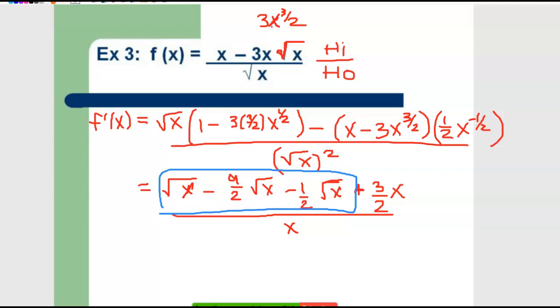So we have square root minus 9/2 minus 1/2. So a negative 9/2 and negative 1/2 gives negative 10/2, which is really just negative 5. Sorry, that one should just be an x. Okay. So 1 minus 1/2 gives 1/2. 9/2 and 3/2 gives 6/2. So 6 divided by 2 is 3. So we get minus 3x all over x.